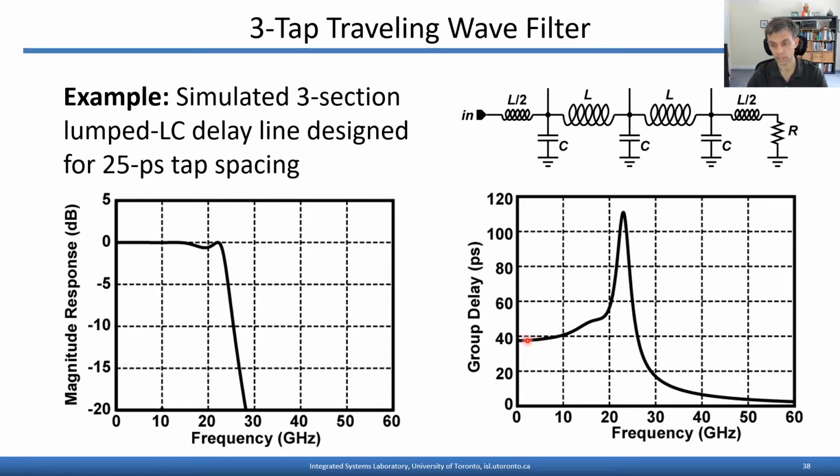So we see a group delay that's constant up to maybe 15 or 20 gigahertz here. Magnitude response also constant up to around 20 gigahertz here for our 25 picosecond tap spacing. And that's really marginal for a system that's processing broadband communication signals at 40 gigabaud per second.